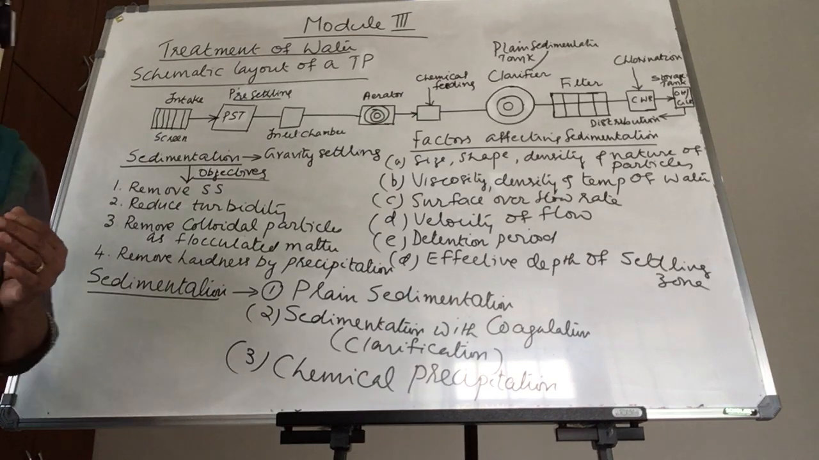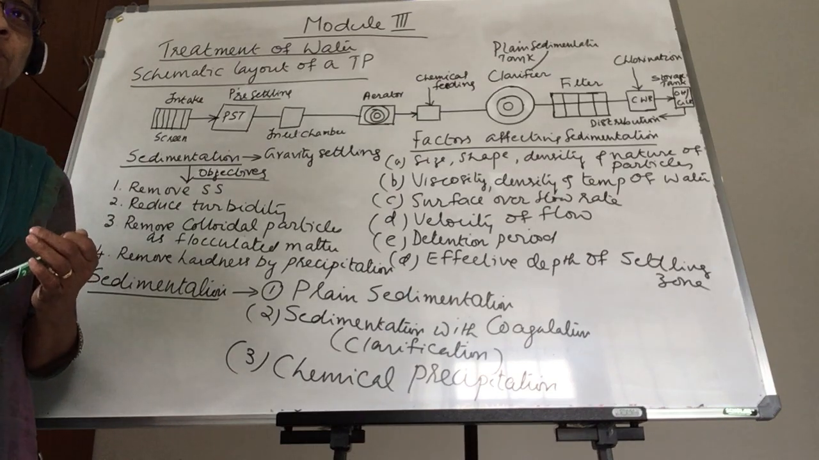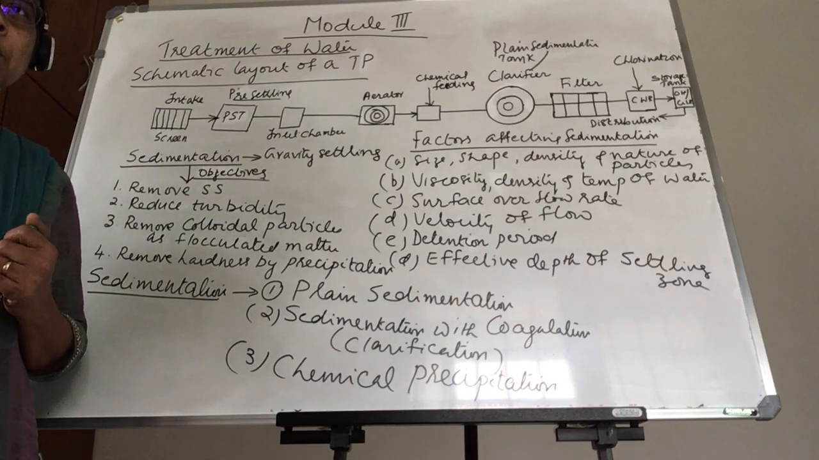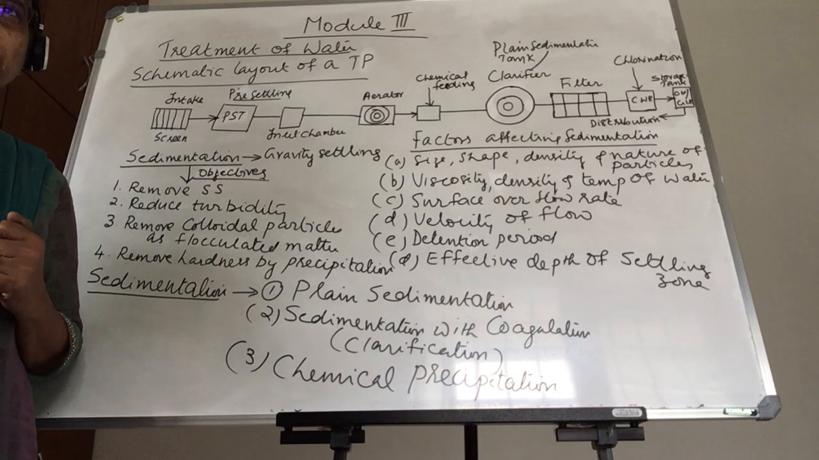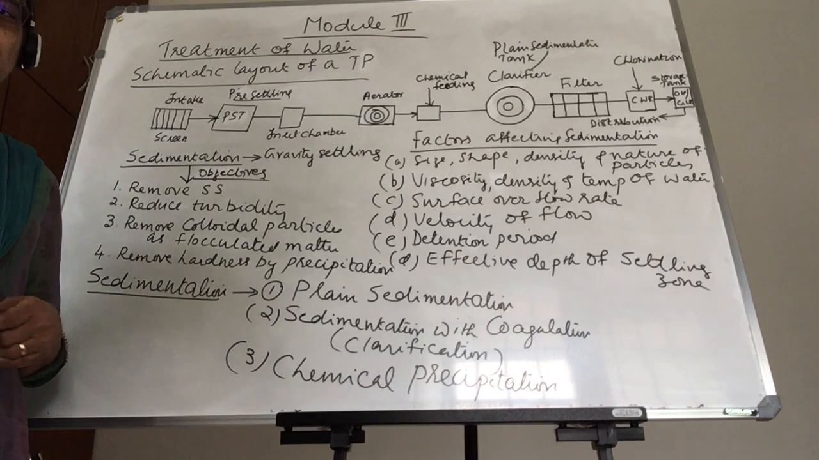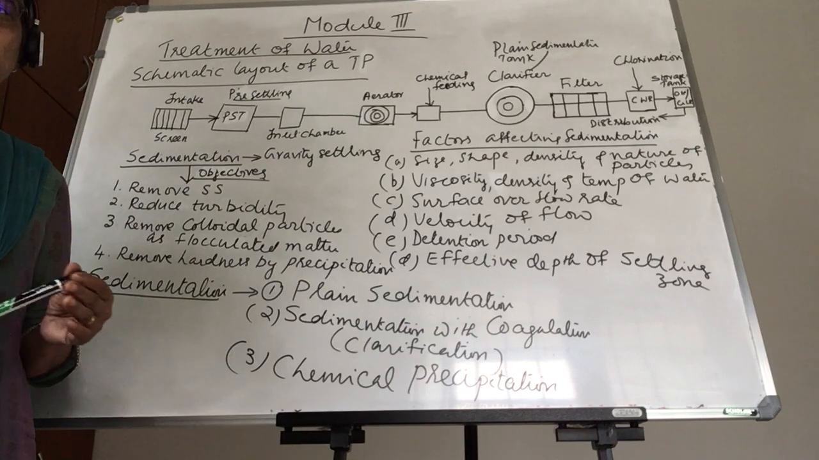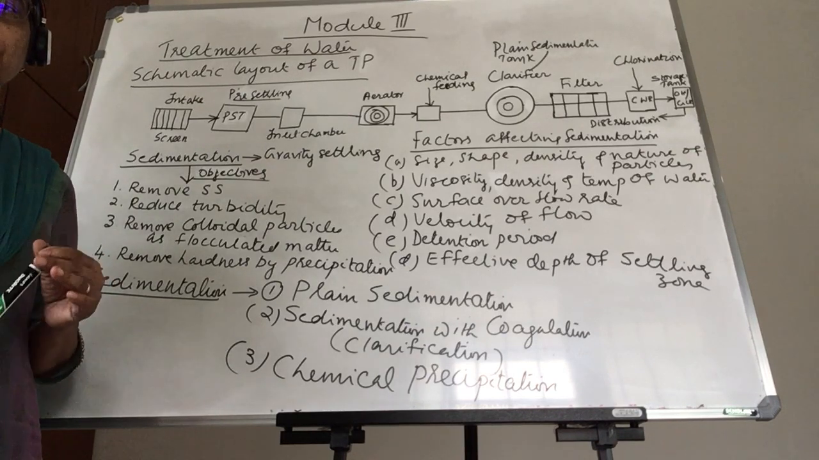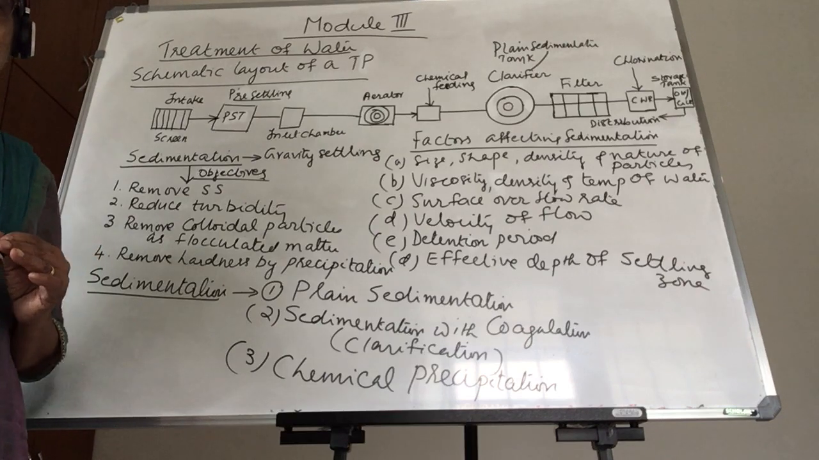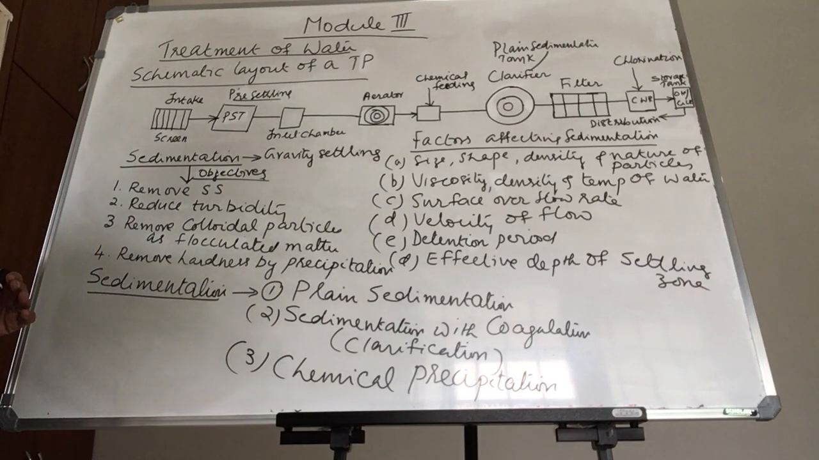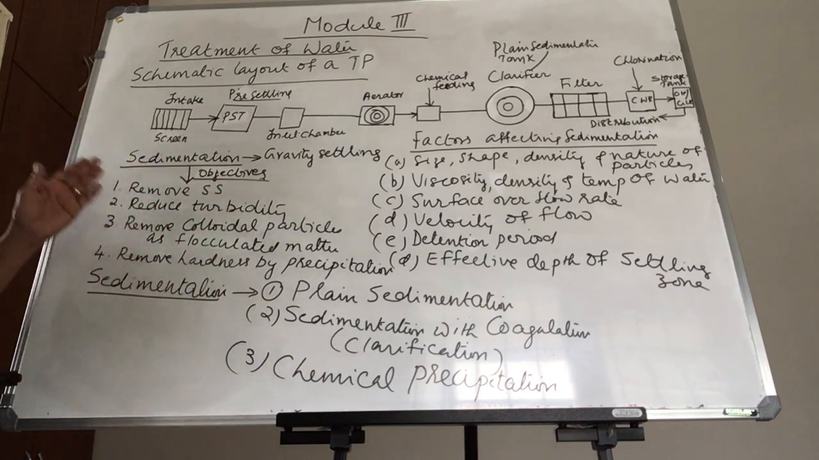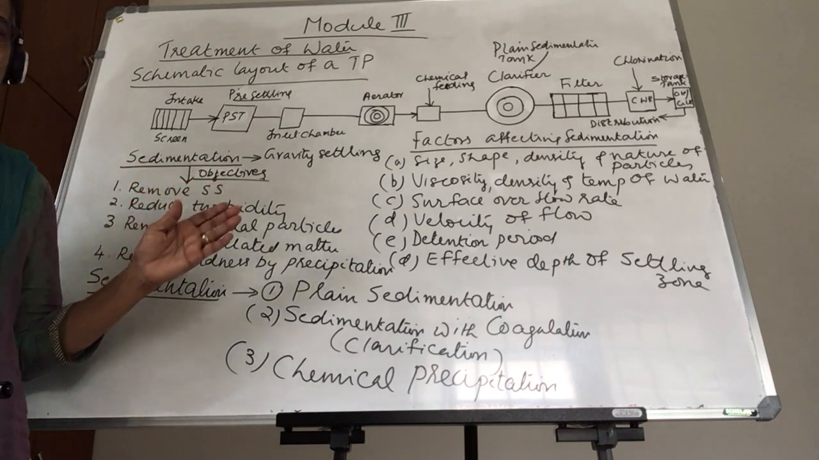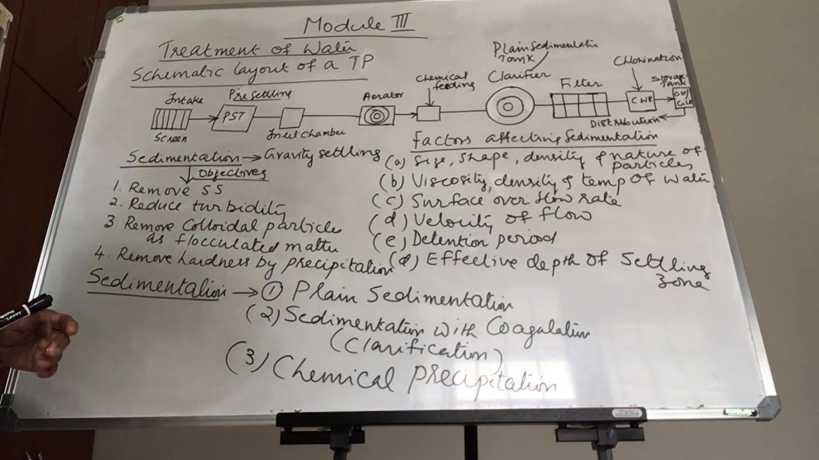And the purpose of treatment, we all know, is to remove all the impurities from the raw water for our domestic purpose, is it? We want to treat the raw water for converting that raw water into our safe domestic drinking water, is it? So the treatment of water consists of different stages and different processes of treatment that we want to adopt for getting clear water.